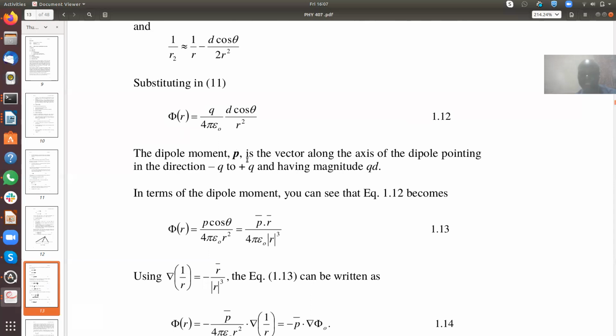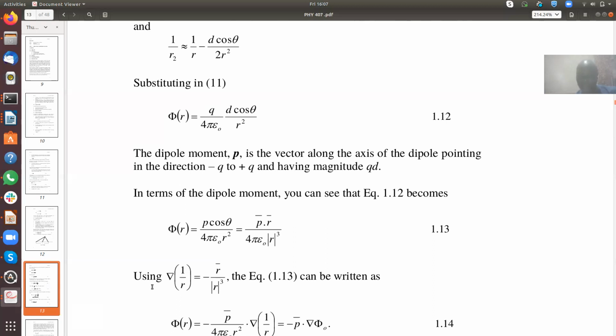So the dipole moment P is the vector along the axis of the dipole pointing in the direction from negative Q to positive Q and having a magnitude Qd. So in terms of dipole moment, equation 1.12 becomes, if you look at this equation now in terms of dipole, Qd can now be P. So that's why you have this, which is now equal to P dot r-hat over 4 pi epsilon naught r squared, where P dot r-hat is P cos theta.